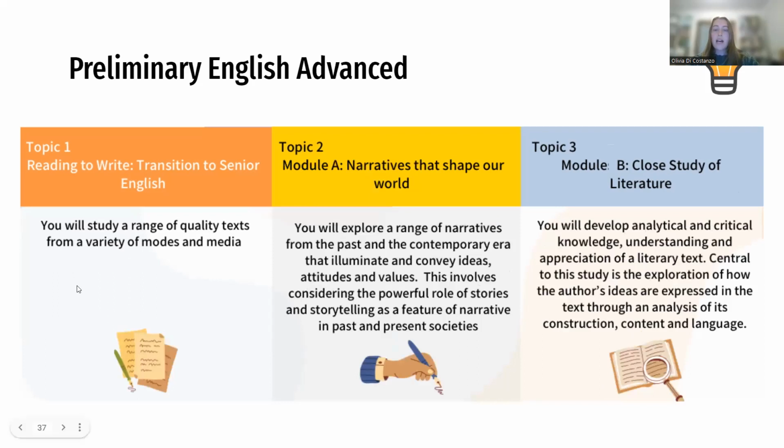Now let's take a look at Year 11 English Advanced. As you can see, we have this common module again, reading to write. The texts are different, however, and there are different criteria used to mark the different works, but the module itself is common. Then in Module A, narratives that shape our world, students are looking at the powerful role of storytelling in both past and present societies. And this involves a comparative study of 2 texts. In Module B, there is then a close study of literature. And so this is similar to that English Standard module, where students are required to study a text in great depth.